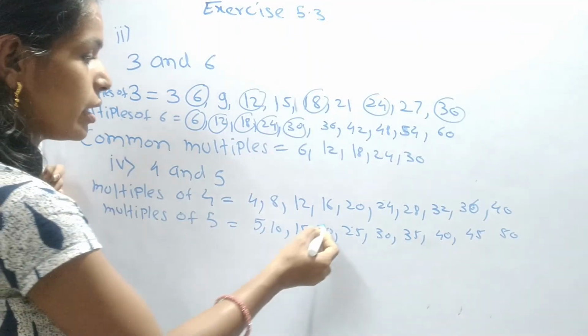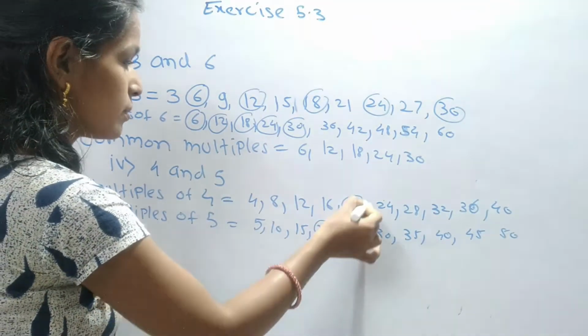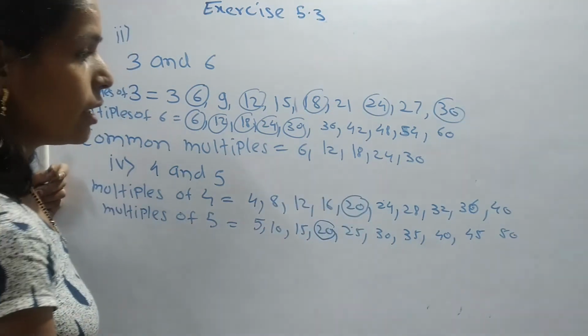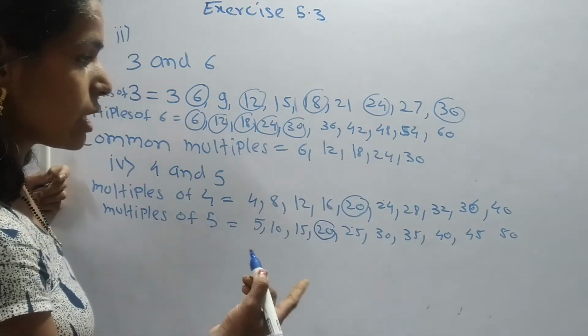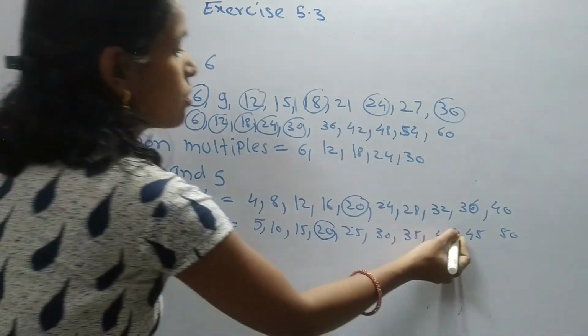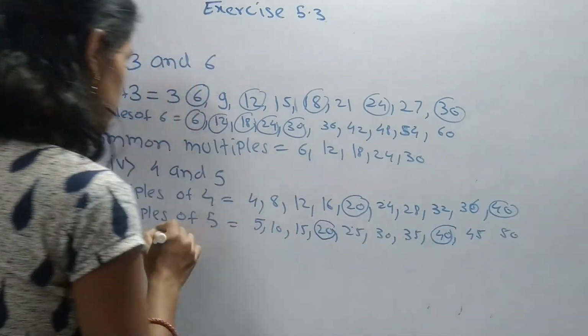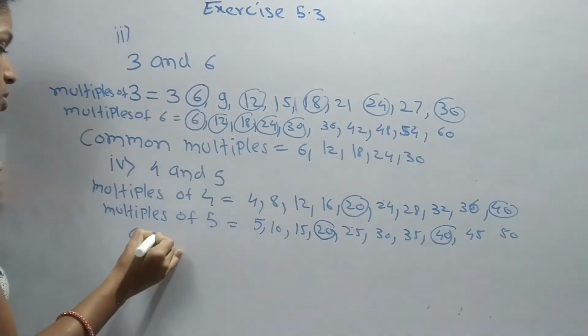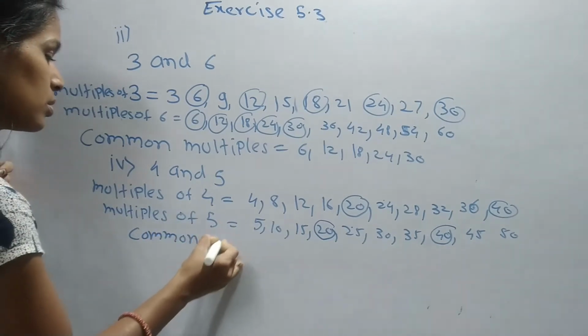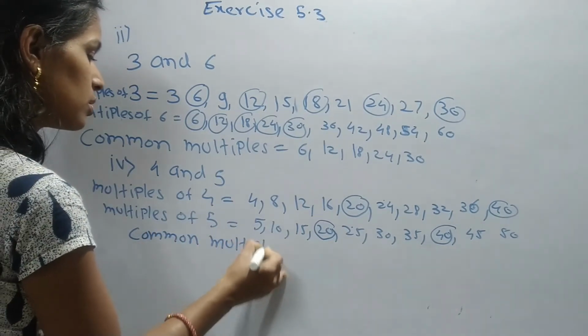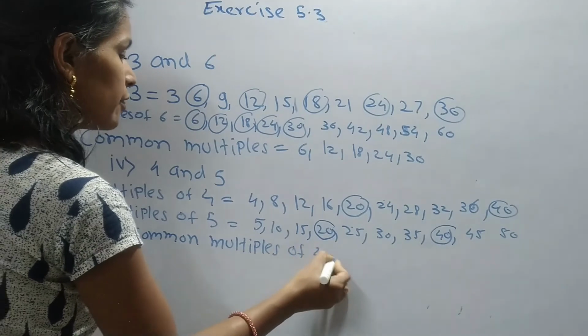Now, check which are the common multiples. See here, 20. I have told you 4 and 5 are co-prime numbers, so the first common multiple will be 4 into 5, that is 20. Now, the next multiple is 40, 20 twos are 40. So the common multiples of 4 and 5 are 20, comma, 40.